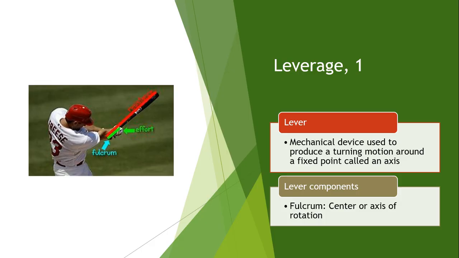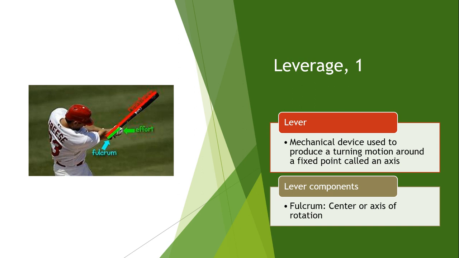And leverage, something that we use in baseball. Efficient body movement is made possible through a system of levers. A lever is a mechanical device used to produce a turning motion about a fixed point called an axis. A lever consists of a fulcrum, which is the center or axis of rotation, which you can see here in the picture is the elbow. A force arm, the distance from the fulcrum to the point of application of force, and a weight or resistance arm, which is the distance from the fulcrum to the weight on which the force is acting.